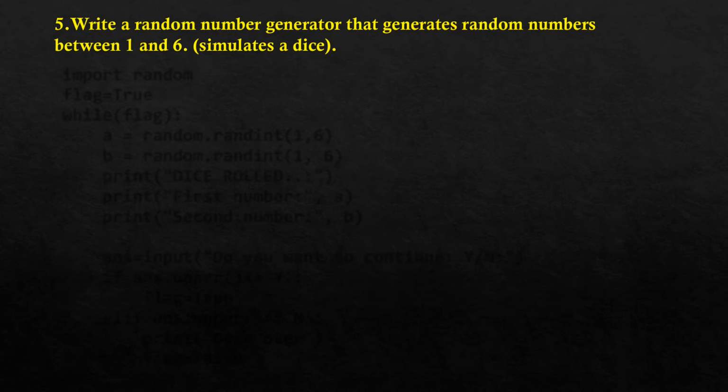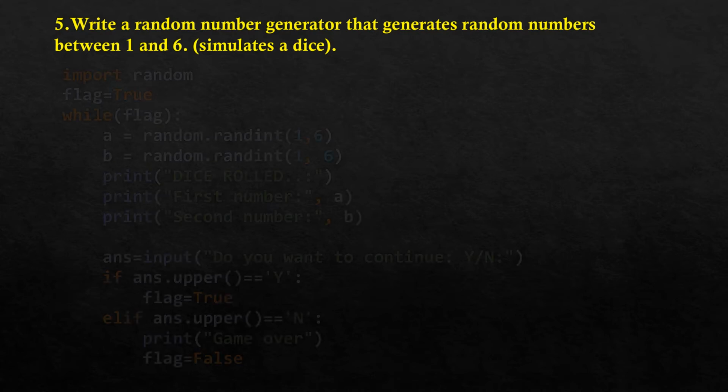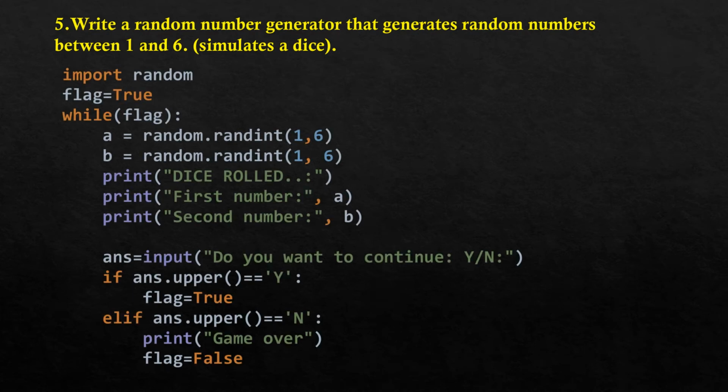Now, this is a dice simulation program where you have to roll the dice and it will give you some random numbers between 1 and 6. Let's see. Here we are rolling the dice 2 times. The outcomes are stored in variables A and B. And to generate the random numbers, we have imported the random module and we have used the function randint, within which we have passed the values 1 and 6. That means it will show the values between 1 and 6.